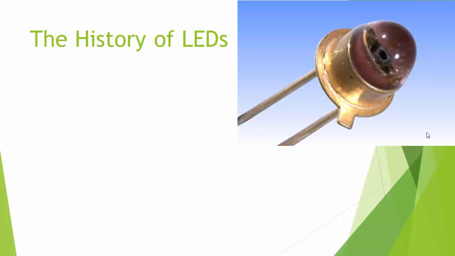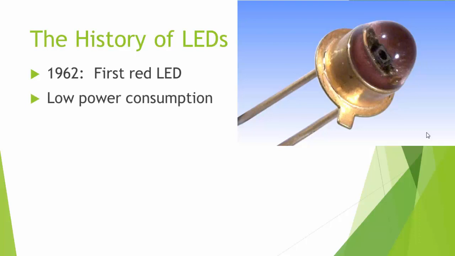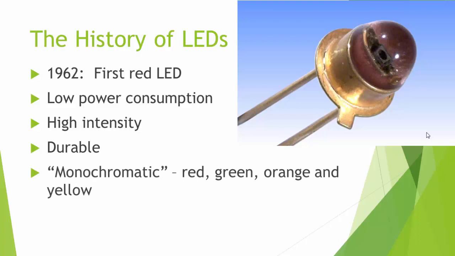Before we go any further, let's quickly go through the history of light-emitting diodes. So, the first red LED was produced in 1962, and it had some interesting characteristics. It had very low power consumption. The light that came out of it was very high intensity, it was durable, and it was monochromatic, single color. So it started out with red, and then yellow and other colors followed afterwards.